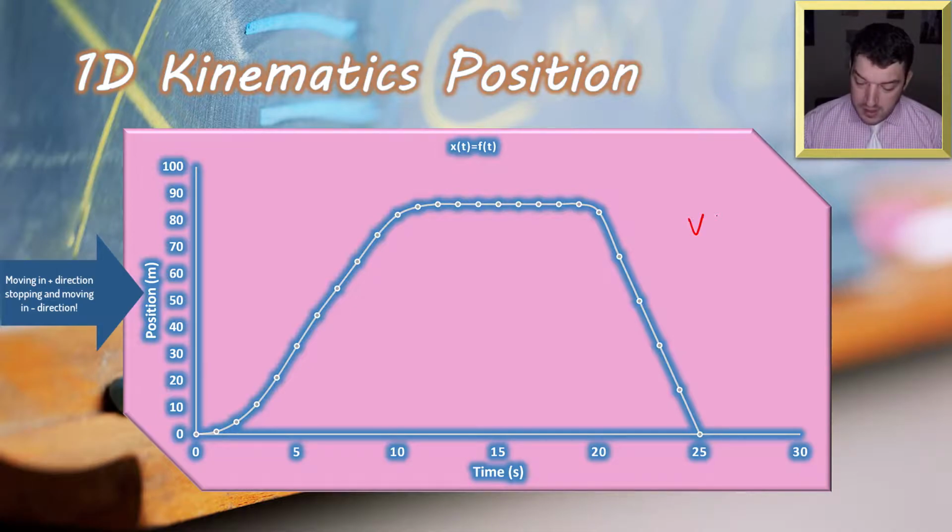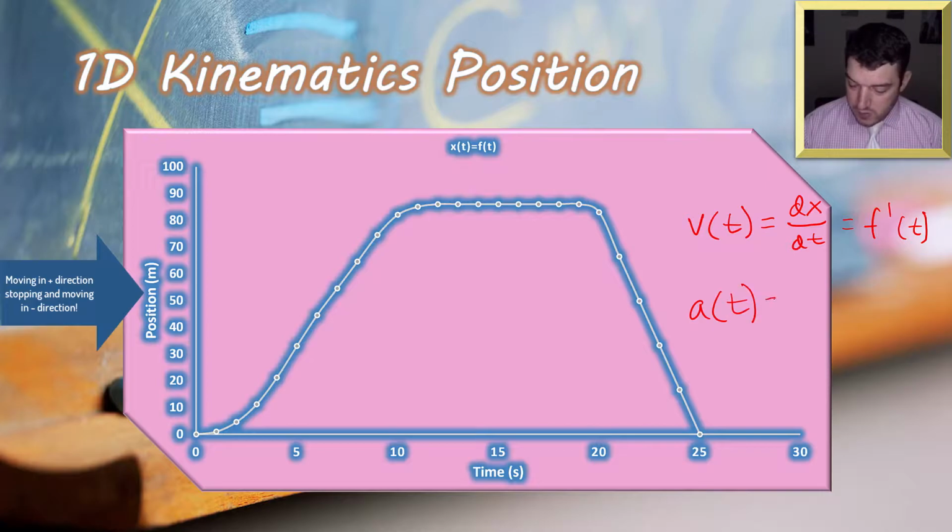Since we don't have the actual function, we can only describe it mathematically in terms of those variables. The velocity as a function of time is going to equal the derivative of position with respect to time, which in this case is the first derivative of that function with respect to time. The acceleration with respect to time is going to be the derivative of velocity with respect to time, or the second derivative of that original function in terms of t.